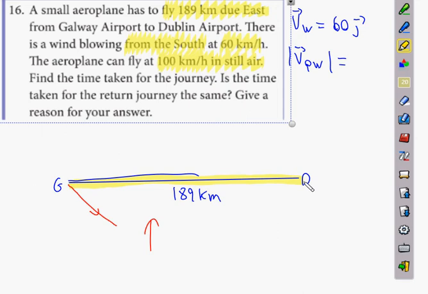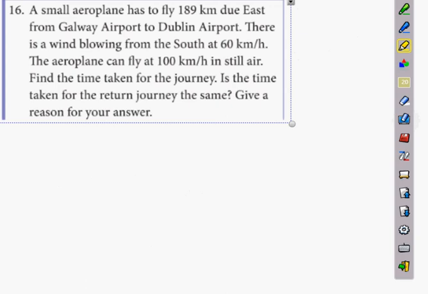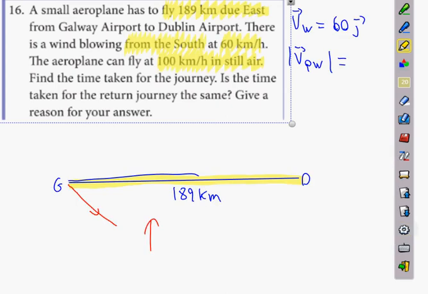So, find the time taken for the journey. Is the time taken for the return journey the same? Give a reason for your answer. Right, so here's what we can do with this one. We're going to look at VPW, okay? So the velocity of the plane in wind is going to have to go 100 kilometers an hour down a certain direction. Can anybody tell me what does its J component have to be? 60. We can then figure out the I component, can't we? Using Pythagoras' theorem, that is going to be 80 when you do it. Okay, 8, 6, 10 triangle.